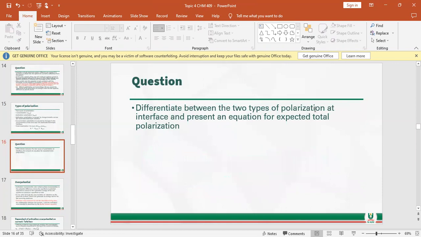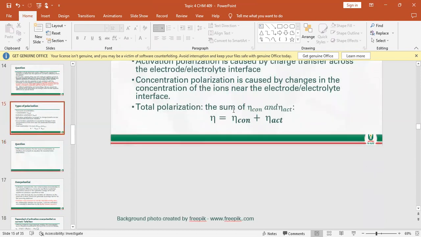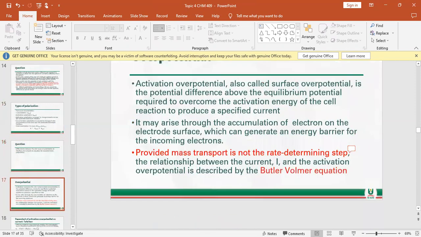Differentiate between the two types of polarization at the interface and present an equation for the expected total polarization. So you see that the total polarization will be the sum of the concentration and activation polarization.